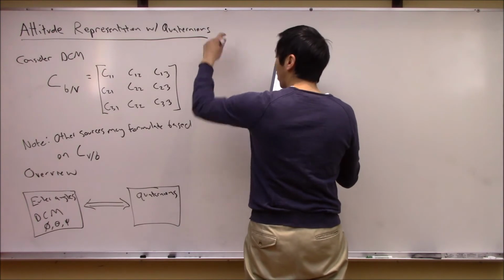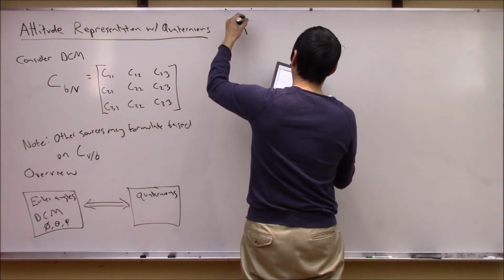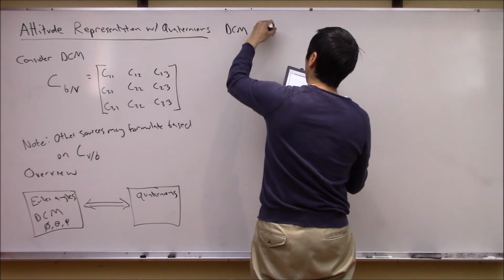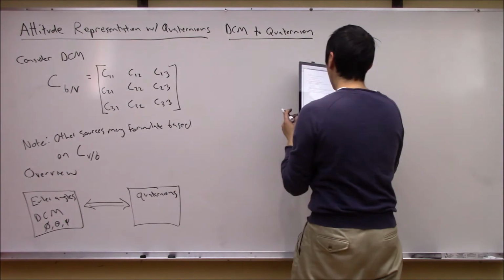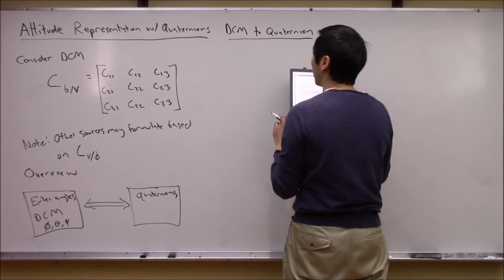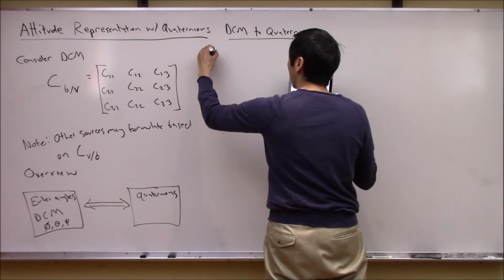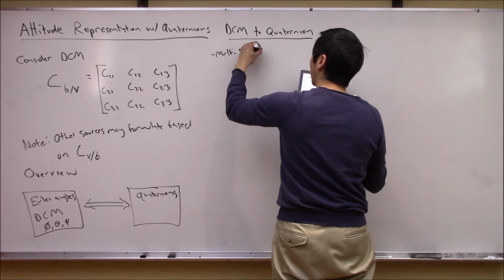So let's talk about the first one. How about if you want to go from a DCM to a quaternion? This is actually an interesting one, and it's sort of a multi-step process. So maybe let's write that down. This is a multi-step process.